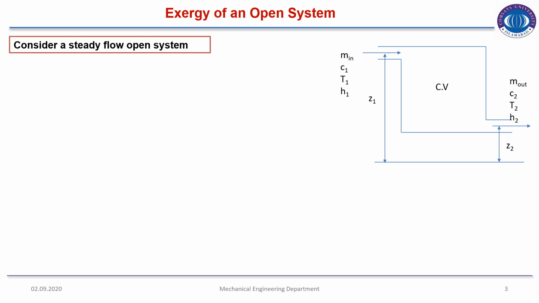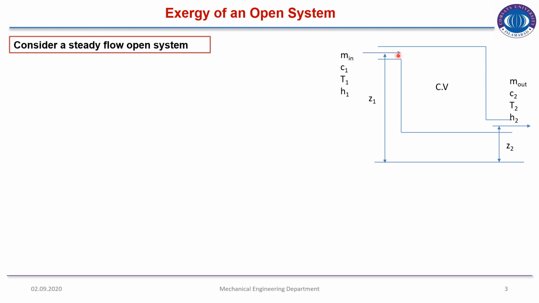So we will derive a relation for exergy for an open system. In the previous lecture, we have already derived the relation for exergy for a closed system. In the closed system, we derived a relation for a piston cylinder system. Now in the current lecture, we will derive a relation for exergy for an open system.